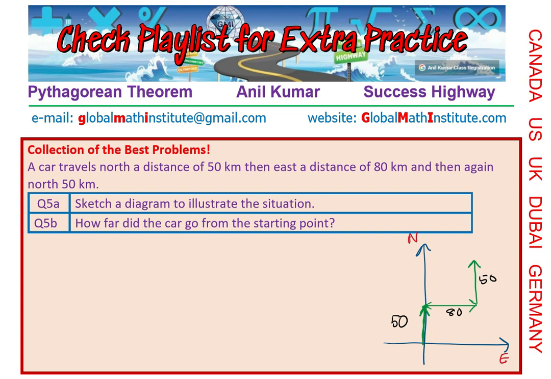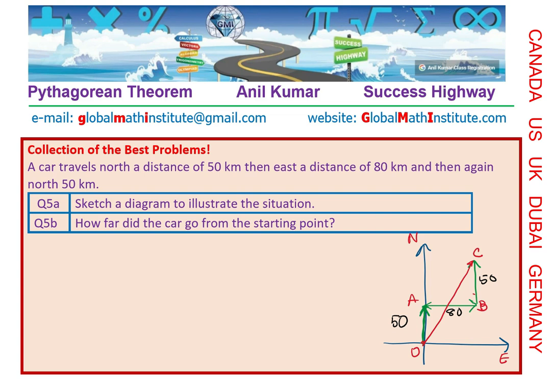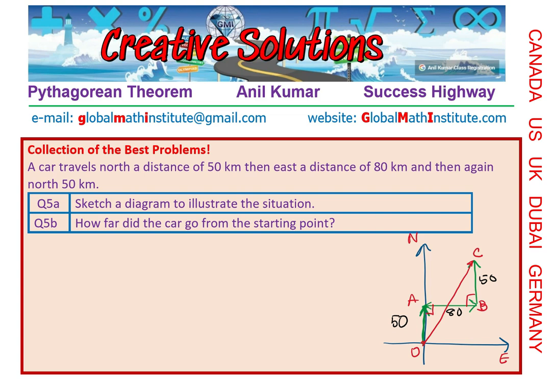Now we need to find the distance it travels from O to the end point, right? So A, B, and C are 3 points for us. So we have to find what O to C is. Is that clear to you? So, very interesting question. I made the diagram for you, done the first part. But the next part, how far did the car go from the starting point? I'm leaving that for you to do.